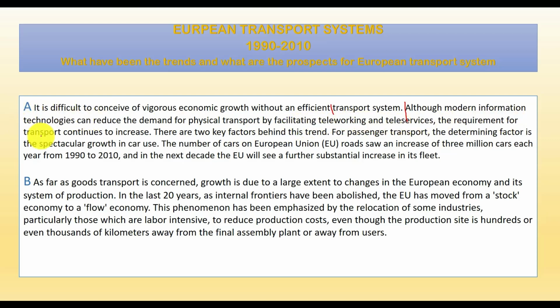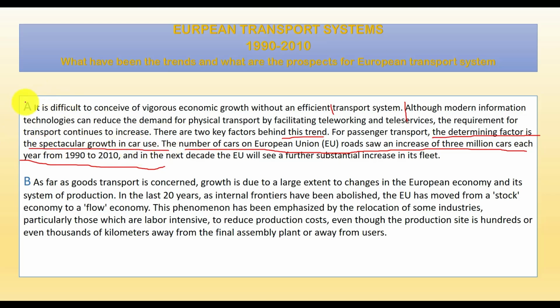The requirement for transport continues to increase. There are two key factors behind this trend. For passenger transport, the determining factor is the spectacular growth in car use. That sentence is very important. The determining factor is spectacular growth in car use. The number of cars on the European Union (EU) roads saw an increase of 3 million cars each year from 1990 to 2010. We also have EU. It was one of our signals or keywords. Okay, you can just find EU by scanning, and find the determining factor, the spectacular car use, by skimming.